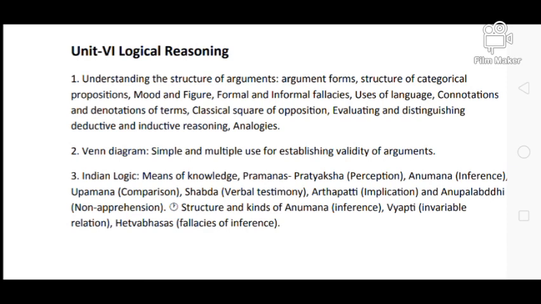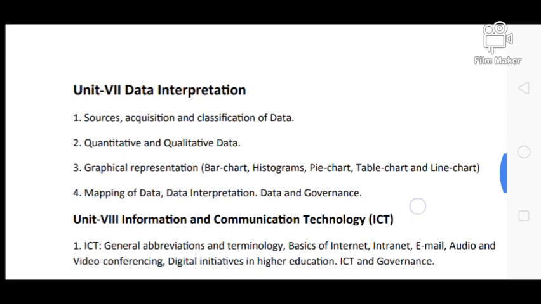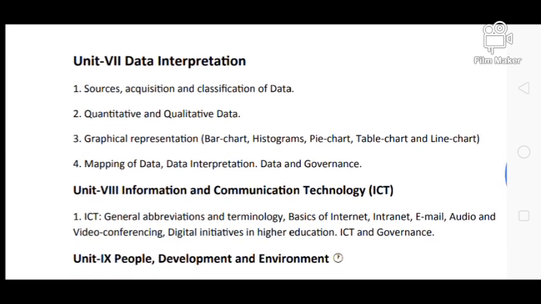Okay, friends. Now let us see the next unit. In the Unit 7, we have data interpretation. First of all, number 1, sources, acquisition and classification of data. Sources of data, acquisition of data and classification of data. We have to study about it.